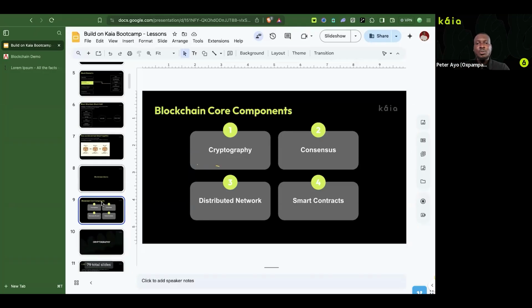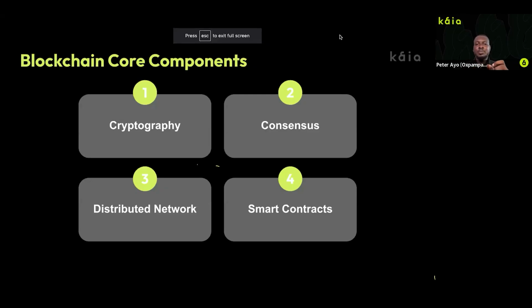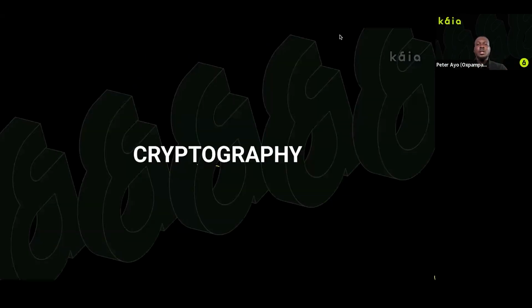Right now, let's talk about blockchain core components. We have been talking about blockchain being a shared and distributed ledger. What are those things that make the blockchain what it is? I think the first on the list is cryptography. I was talking about block hash and hashing algorithms and whatnot. This is where cryptography comes in. So you'd ask the question, what is cryptography?